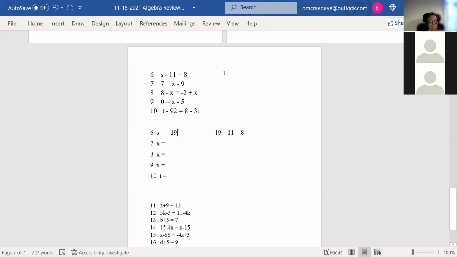Now, 7 says 7 equals X minus 9. So what number do you subtract 9 from and get 7? What is X? 2. 2 minus 9 is not 7. 2 minus 9 is a minus 7. What number do you subtract 9 from and get 7?